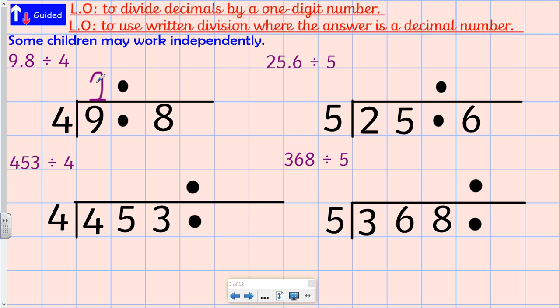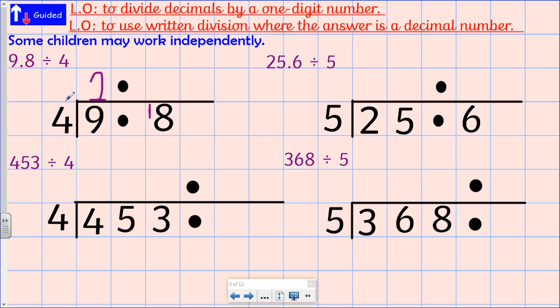2 times 4 is 8, but we had 9 here. So that gives me a remainder of 1. The difference between 8 and 9 is just 1. So that gives me a remainder of 1 whole. Now I'm going to exchange that 1 whole for 10 tenths, okay? 1 whole is the same as 10 tenths. So I'm exchanging and moving it over into the next place value column here. So I've now got 18 tenths.